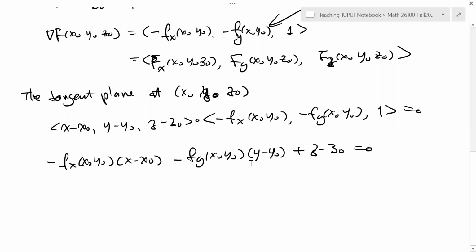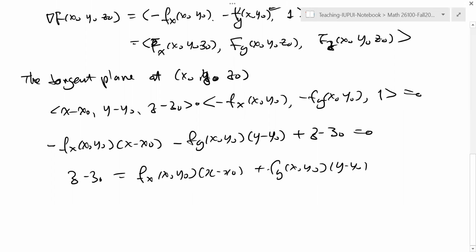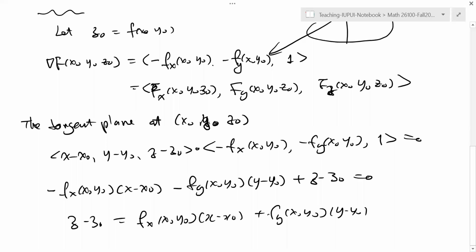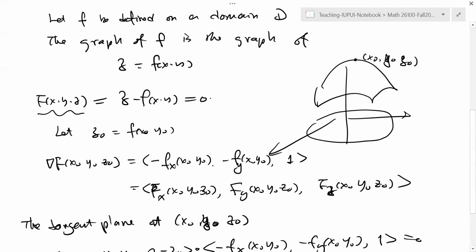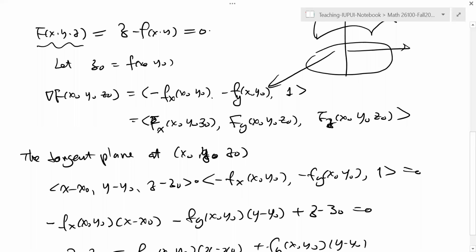Now you can also move this term to the right-hand side, so you can simply write that. That's the equation. So for the tangent plane, we have the most general formula, then you get a very specific formula for the graph of a function. A graph of a function can be viewed as the level surface of a function of 3 variables, which is just the difference z minus f of x, y. So that's a point.